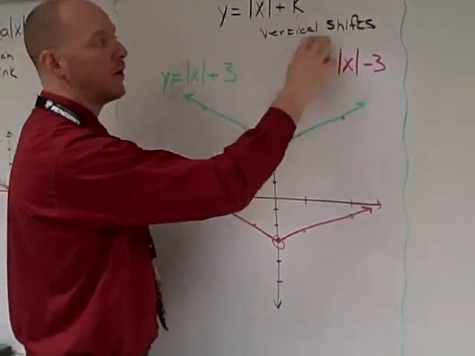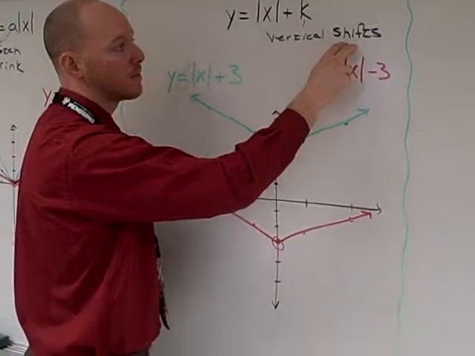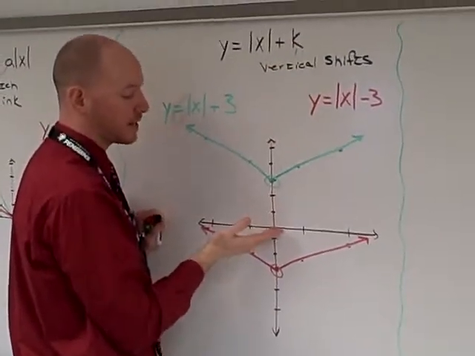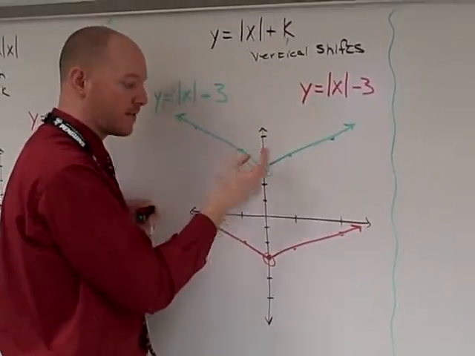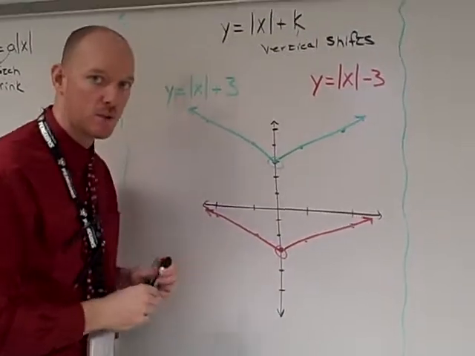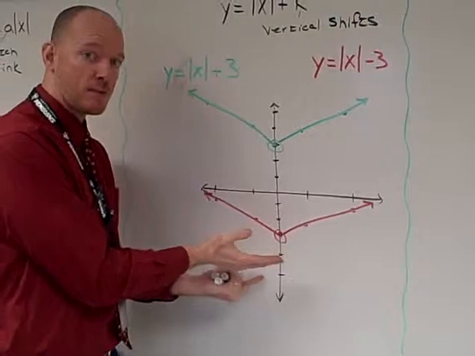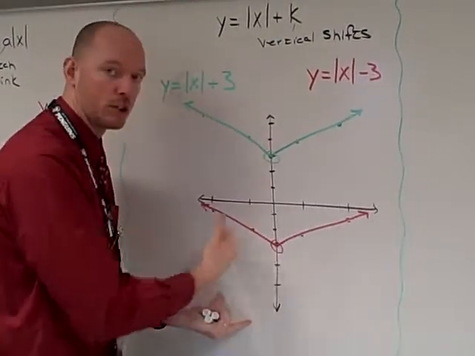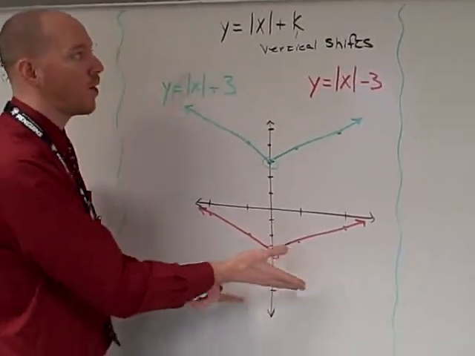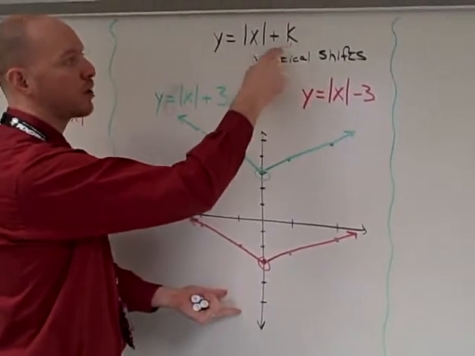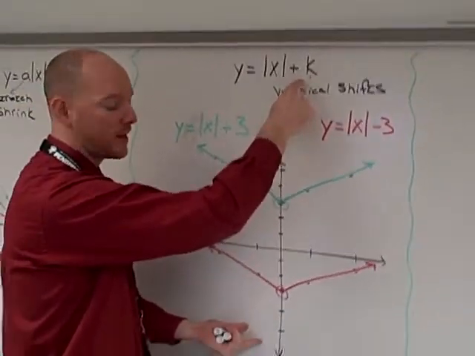So, our vertical shifts, right, if K is positive, that's going to shift our V upwards. If K is negative, it's going to shift it downwards. Now, one thing to note is we can have an absolute value graph down in the negative portion of our coordinate plane, but that will only occur if we're subtracting a K value outside the absolute value.